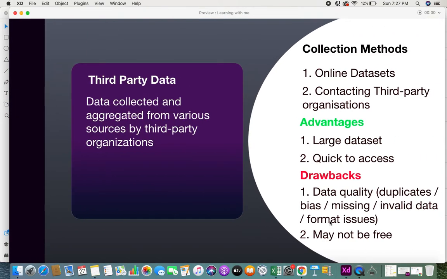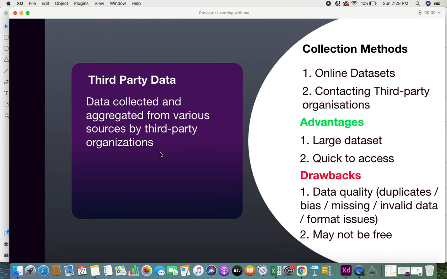And if you look at third party data, this is the data collected and aggregated from various sources by third party organizations. Now, let's say you have different organizations that collect data relating to one particular aspect. Let's say I'm going to collect weather reports data. So I can collect this data from different meteorological stations, and I can combine that data and have a full data set of all my weather information from all meteorological departments. So this is called third party data.